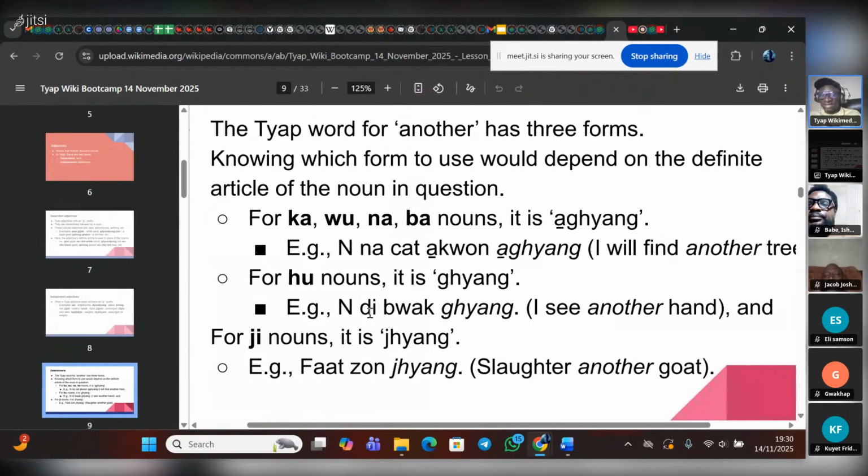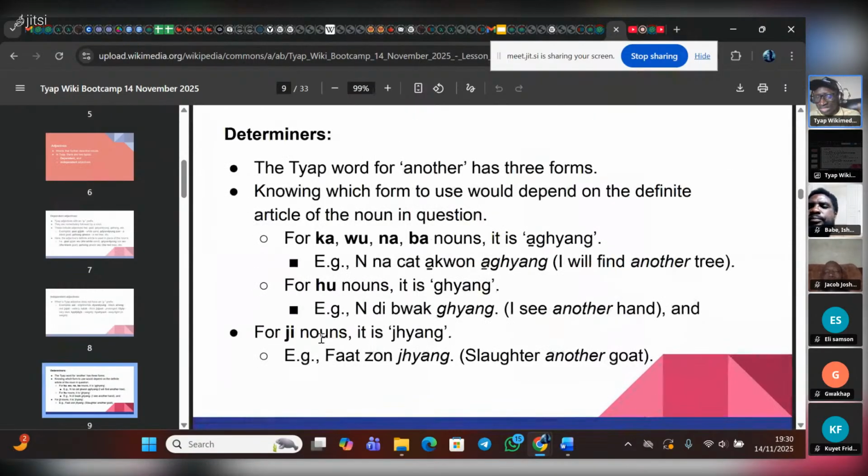And then for words that fall under this G nouns or G definite article group, we usually use the word yang. And words under this G group, we have words like gen, words like tone, words like swarm. There are many. So in this very case, we have an example, and that example says fa. It means slaughter another goat. The word ton here is meaning goat, and yang is meaning another. So you can see the way we place our words within the sentence, the syntax of Tyap. Unlike English, English will put the word another here, but Tyap will switch it the other way around.